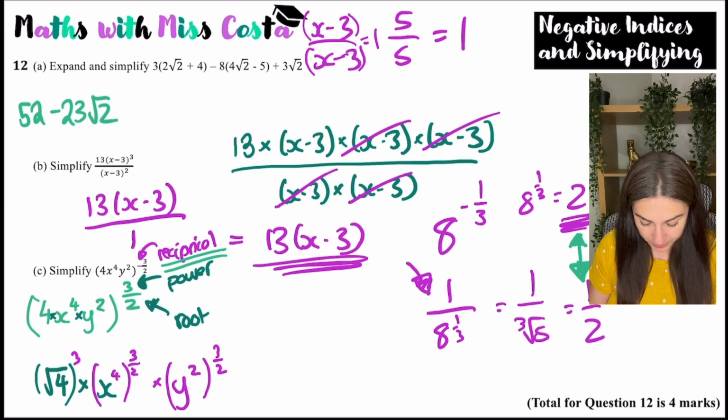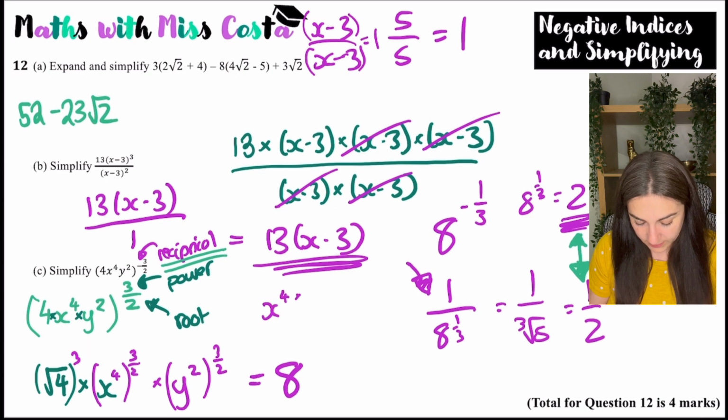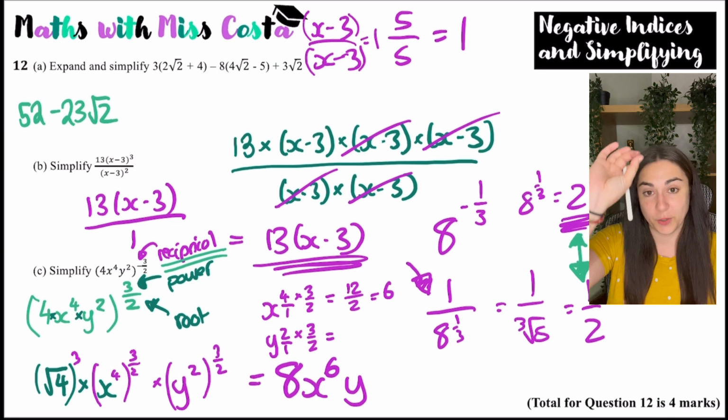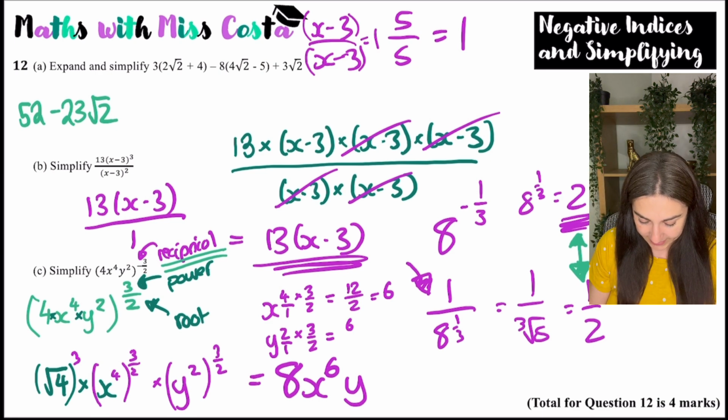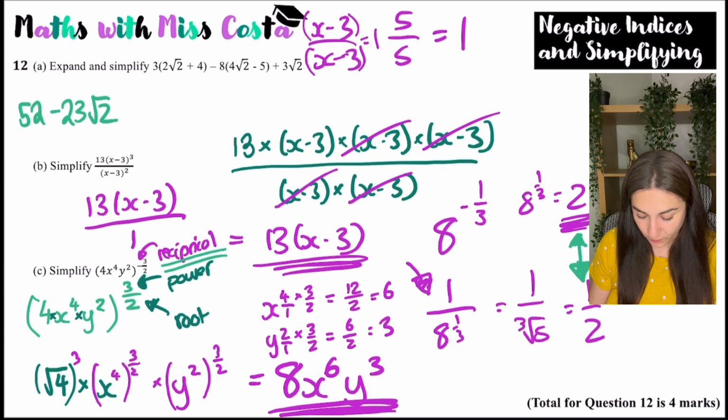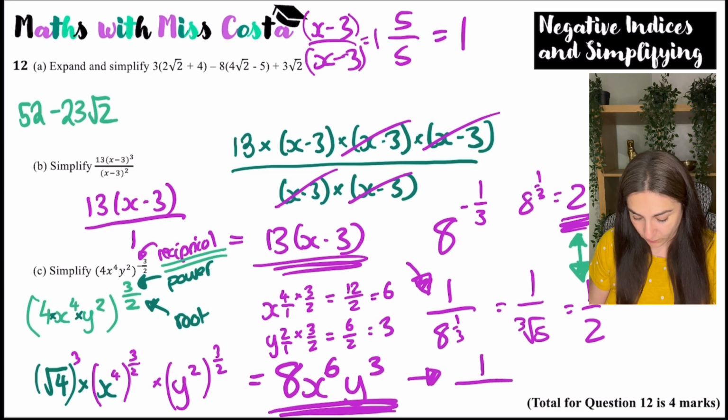So that square root of 4 is 2, and 2 cubed is 8. And then x to the power of 4 times by 3 over 2, that would become 12 over 2, which is 6. So that would become x to the power of 6. And then y squared is being times by 3 over 2. So multiply the fractions, because remember in brackets, the law of brackets is you multiply the indices. So 2 times 3 is 6, divided by 2 is 3. Okay, so that is what that would be, but it's the reciprocal. So the final step is 1 over 8x to the power of 6 y cubed.